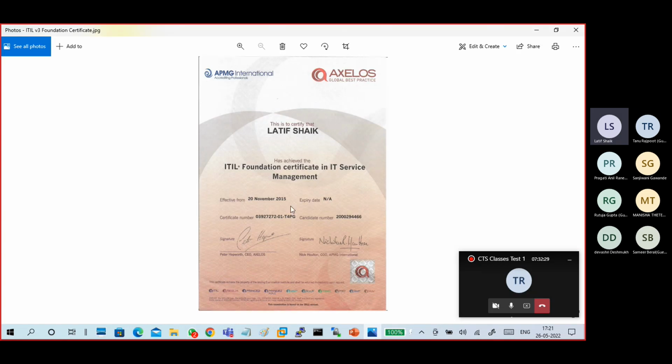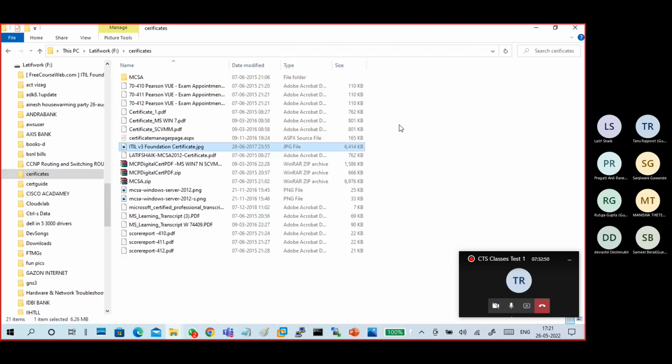See, like this. This is a certificate from 2015-16. Now everything is digital certificates only, no offline certificates. Luckily mine is the last certificate. You will get a pin also. This is the certificate. I did it in 2015, version 3. Now version 4 is there. So these are my Microsoft related certificates. This is only one different certificate.